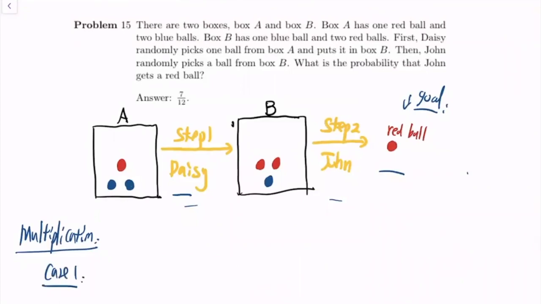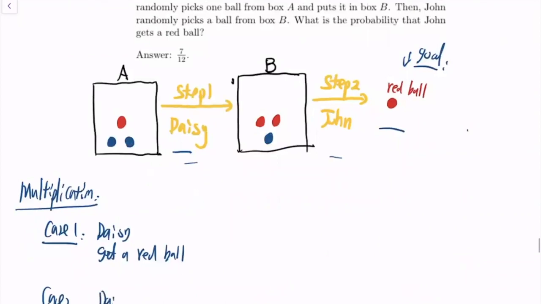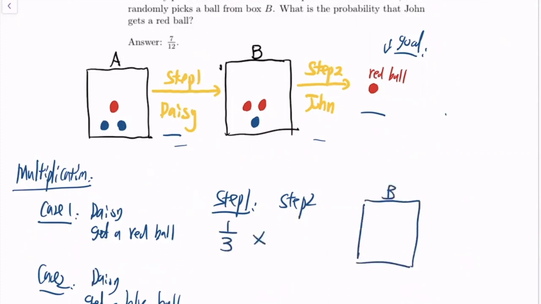Case one, which is step one: Daisy gets a red ball. And case two: Daisy gets a blue ball. For this case, we have step one, Daisy gets a red ball, and step two. For step one, the probability of getting a red ball is obviously 1/3. For step two, after she gets a red ball, we have 3 red balls and 1 blue ball. Then to get one red, the probability is 3/4, and this is 1/4.